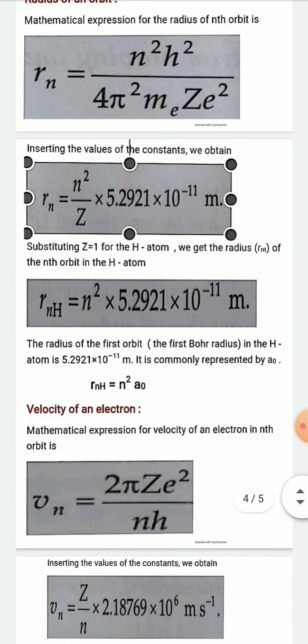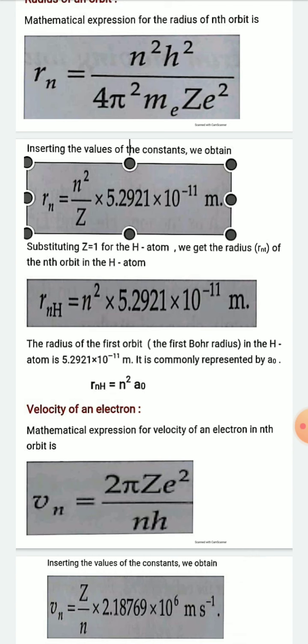So by inserting the value n is equal to 1, we obtain r_n for H, that is the radius of the nth orbit of hydrogen atom, which is equal to n square into 5.2921 into 10 to the minus 11 meter. And now put the value n is equal to 1 to get the radius of the first orbit of hydrogen atom, which is the first Bohr radius.